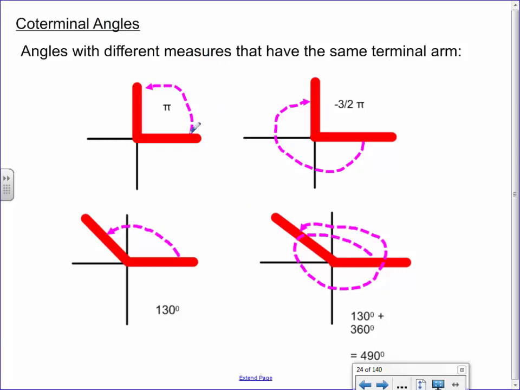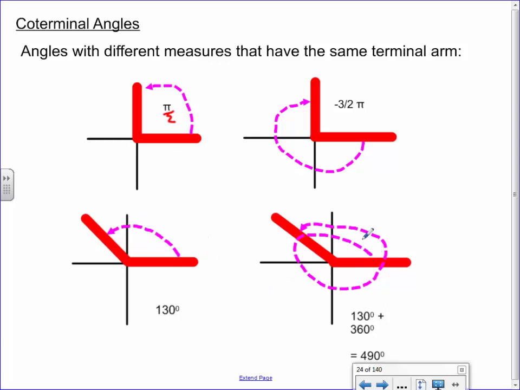Like, for example, here, I screwed this up badly. This is the angle pi over 2. This is half of pi in radians. Well, another way that I could answer this would be to go all the way around the circle backwards and go backwards 3/2 of pi. We call those coterminal angles because they're literally in the exact same spot. We're just giving them a different name. Or here's another example of a coterminal angle. This is 130 degrees.